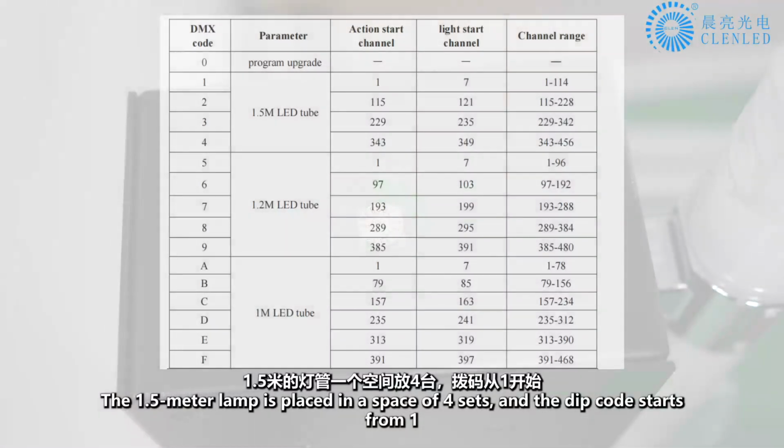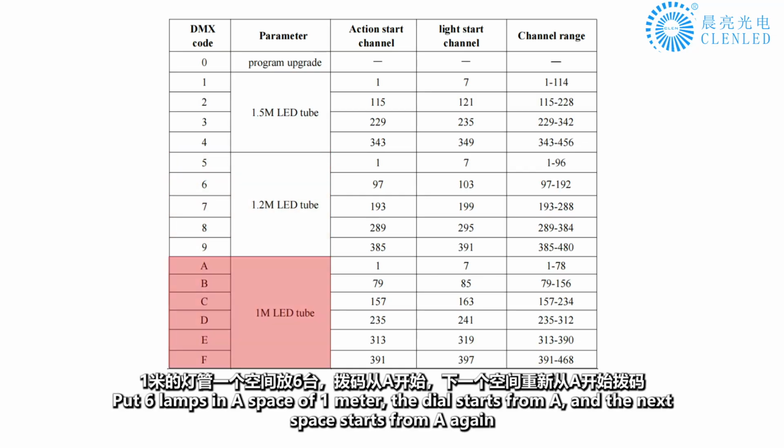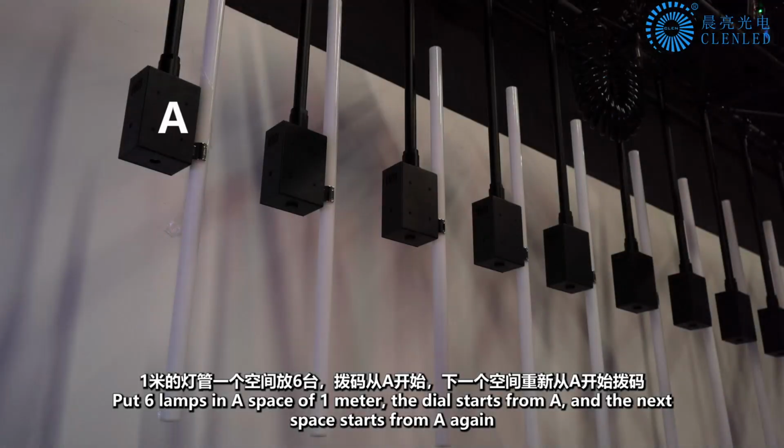The 1.5 meter lamp is placed in a space of 4 sets, and the DIP code starts from 1. The 1.2 meter lamp is placed in a space of 5 sets, and the DIP code starts from 5. Put 6 lamps in a space of 1 meter. The dial starts from A, and the next space starts from A again.